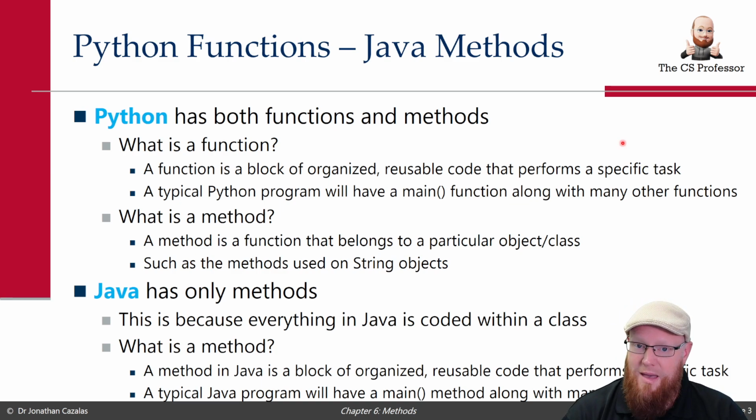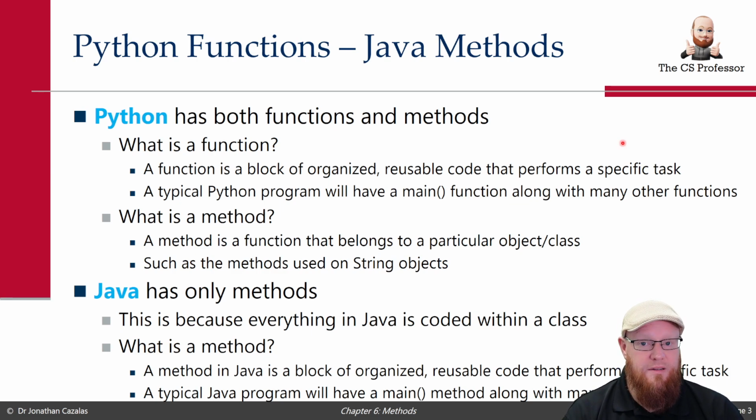Python also has methods. What are methods in Python? A method is a function that belongs to a particular object. Let's think about that. We have string objects in Python, and if you make a new string, you have methods that you can use to operate on that particular string. So those are methods. They both are effectively a reusable block of organized code that performs a particular task. The difference in Python is that methods are inherently connected to specific objects, such as string methods for string objects.